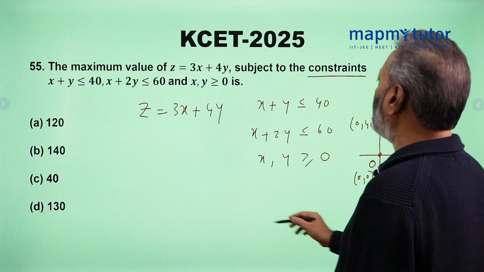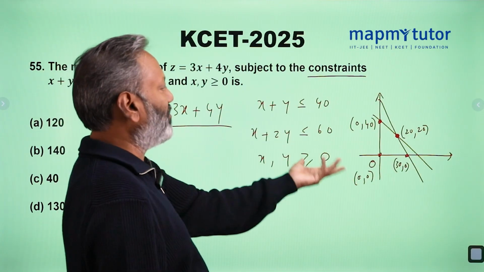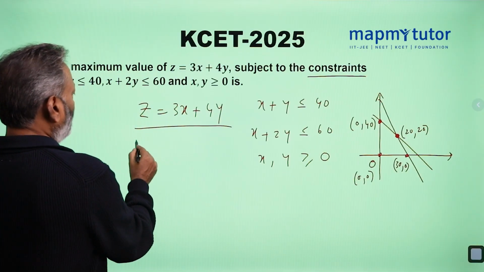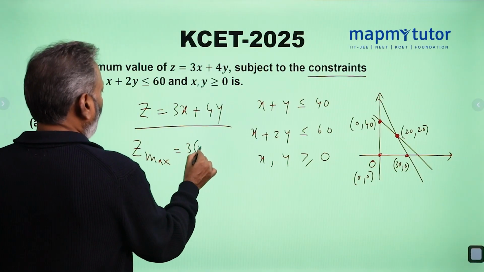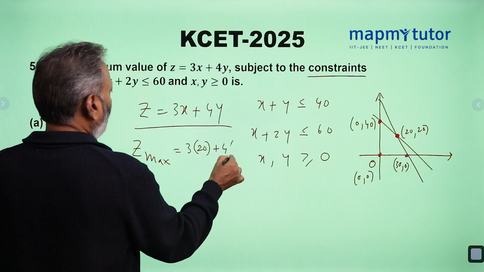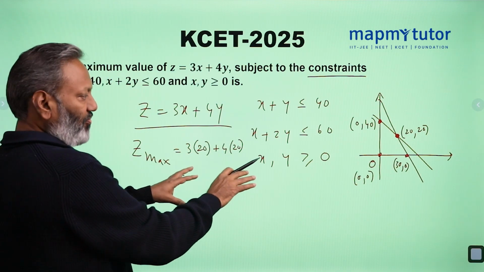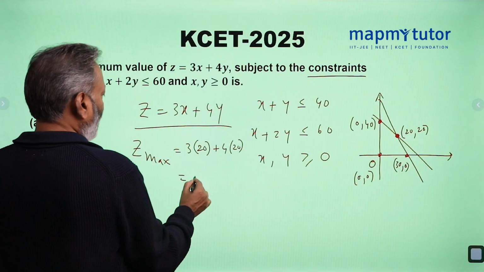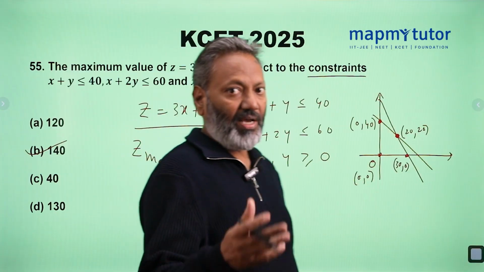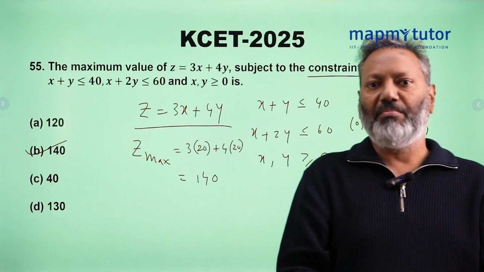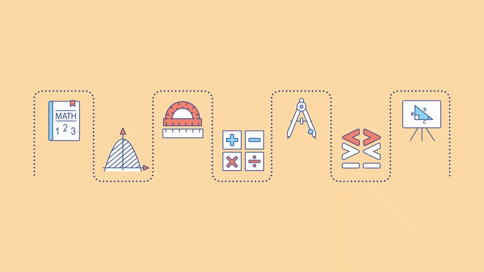And at all these points, you have to calculate z. So, which point gives you the maximum value? That is your answer. Obviously, 20, 20. So, the maximum value of z occurs at 20, 20. Therefore, 3 into 20, 4 into 20. Of course, you have to make a table and all for PU. Don't waste your time here. 60 and 80 gives you 140, which is option B. Same question if they ask in PU, you have to present the entire solution. But here it is not required. Just check which is the maximum value.